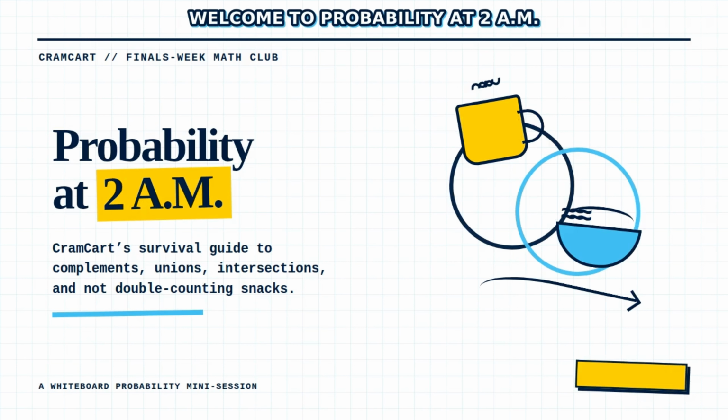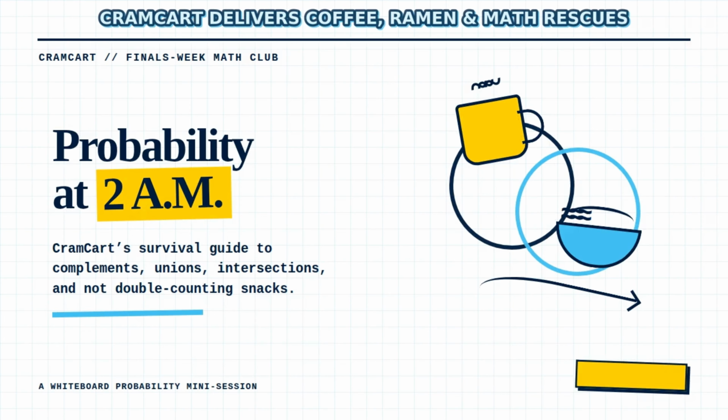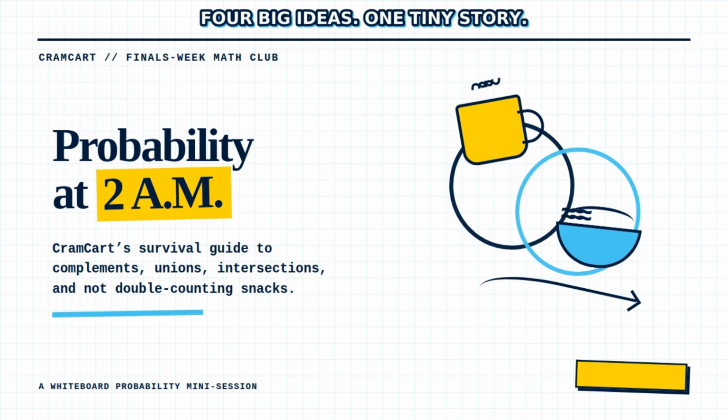Welcome to Probability at 2 a.m., where CramCart delivers coffee, ramen, and, more importantly, one fast way to stop probability notation from ruining your finals week. We will use one tiny story to make 4 big ideas feel much less mysterious.